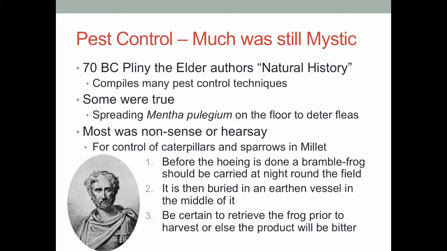So make sure that you get your frog out before you harvest, or else the millet's going to be no good. So, yeah, this is nonsense. And this is what a lot of people were doing. But the main point being that there were a lot of pests we didn't know what to do with. And so people would come up with these sort of extravagant ways that relied on mysticism and magic and the gods and sort of trying to control their fate in a situation where they felt like they had very little control.